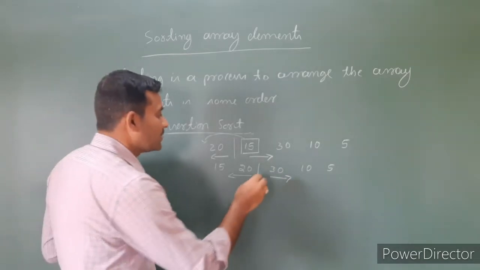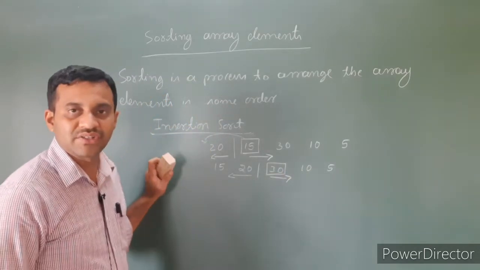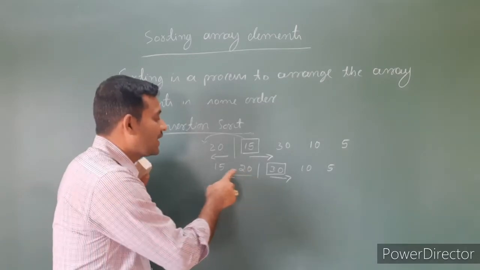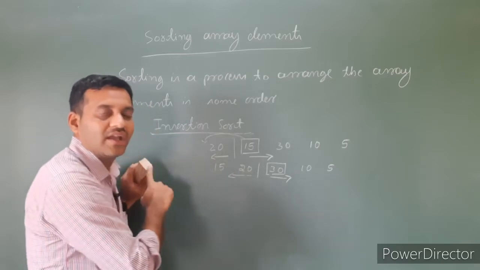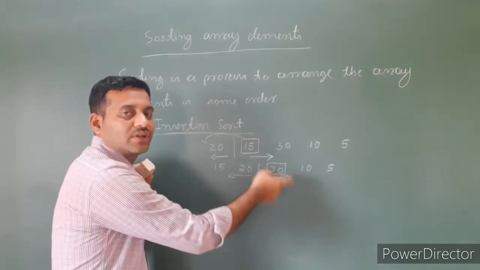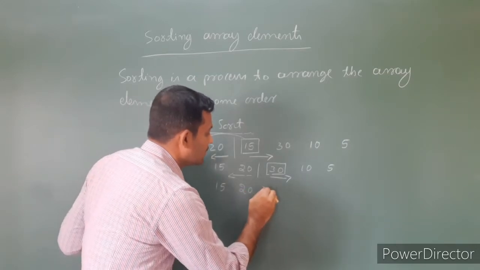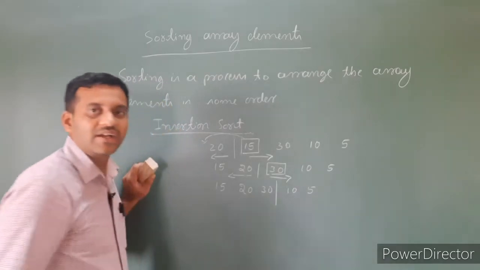In the next iteration, we have to access the next element from the unsorted portion. So 30 is the key element, 30 is compared with the 20 and 15. So the 30 is greater than 20, hence it is inserted after the 20. So elements become 15, 20, 30 are the sorted, 10 and 5 are unsorted.